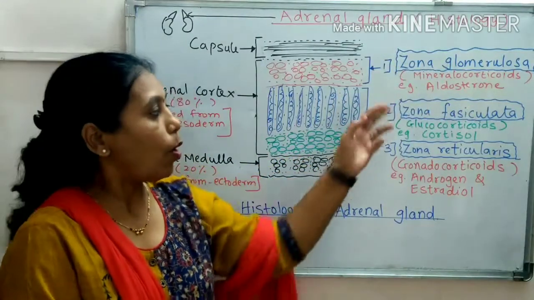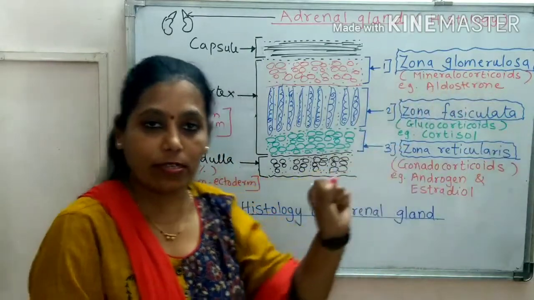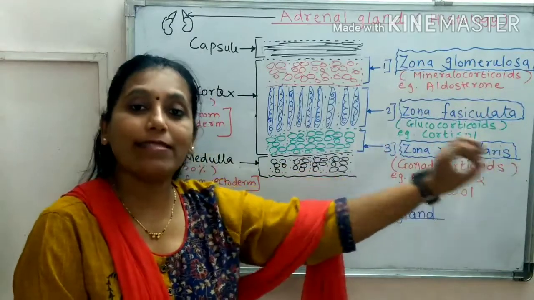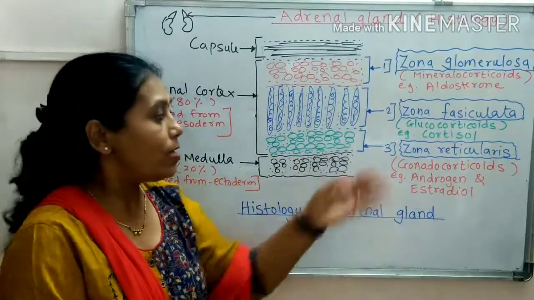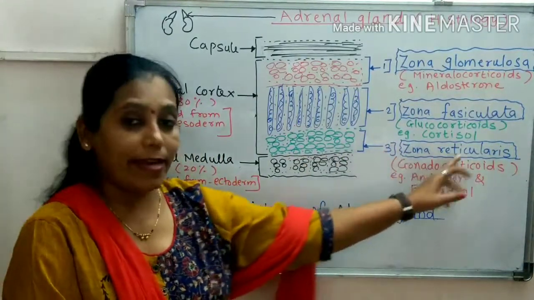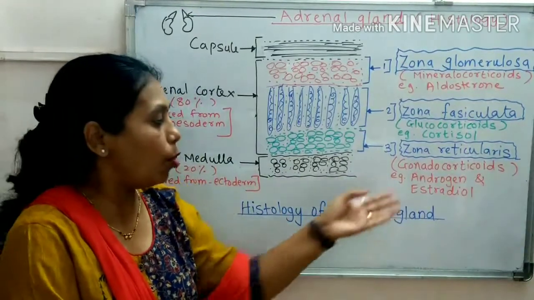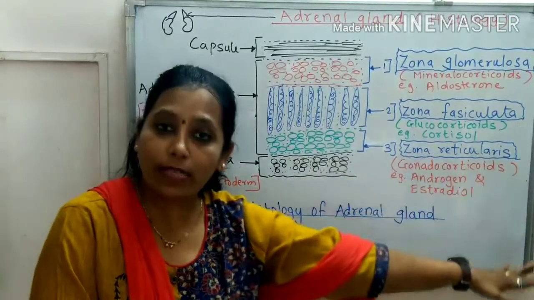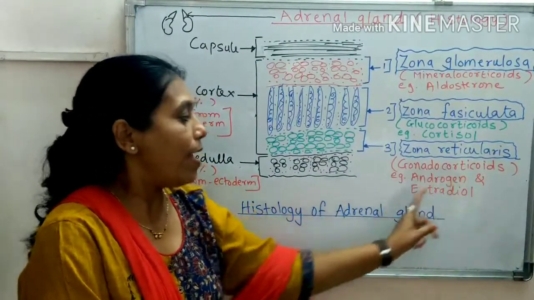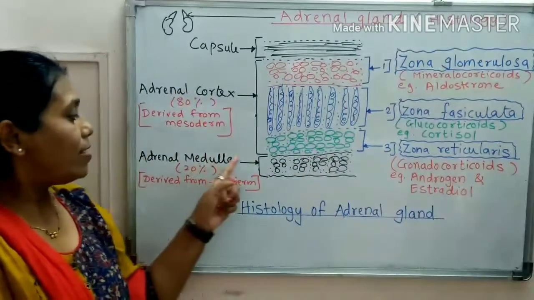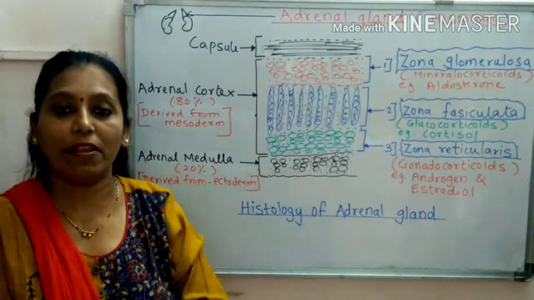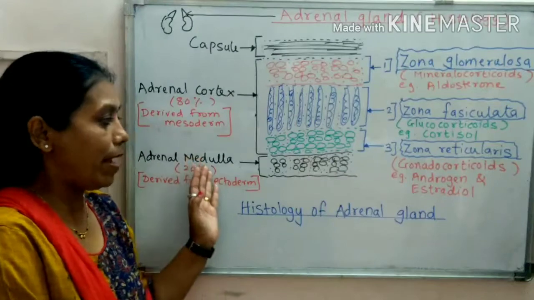These layers are very important because the outer layer, zona glomerulosa, secretes the hormones called mineralocorticoids, and the example is aldosterone. Zona fasciculata secretes the hormones called glucocorticoids, and the example is cortisol. Zona reticularis secretes the hormones called gonadocorticoids or sex corticoids, and the examples are androgen and estradiol. Whereas the adrenal medulla secretes epinephrine and norepinephrine. These two hormones are secreted by this structure.